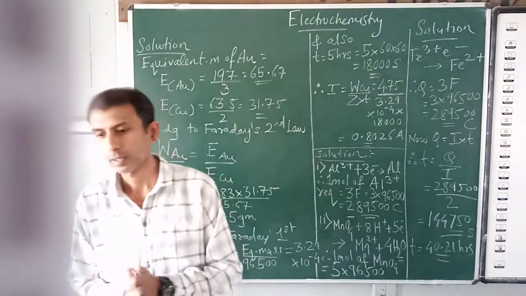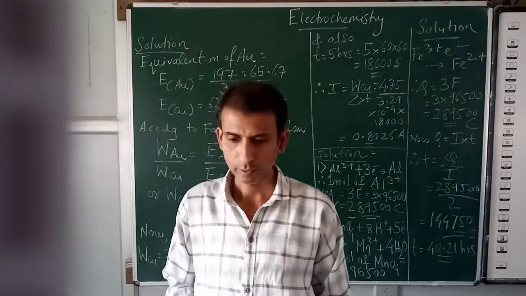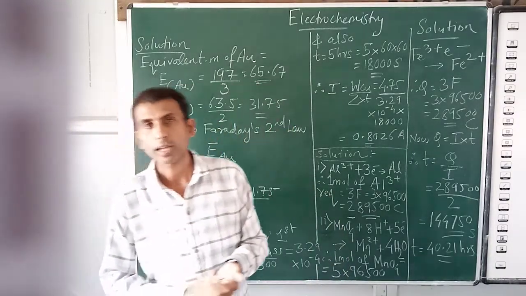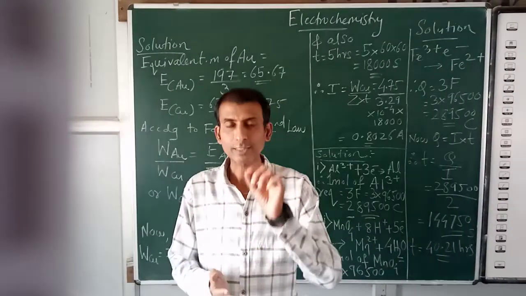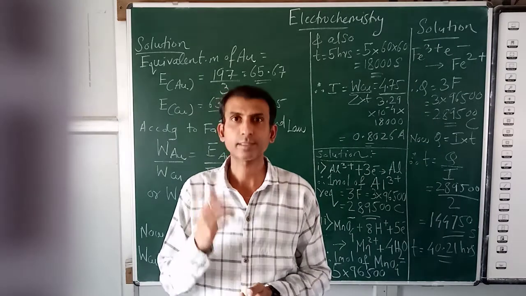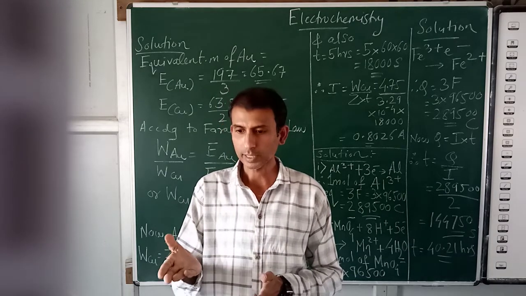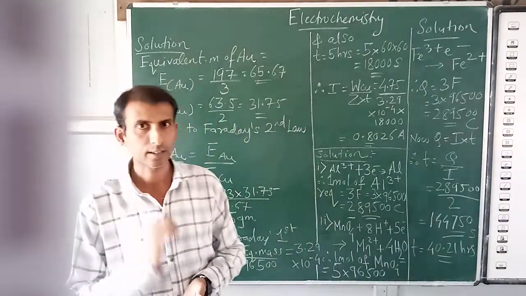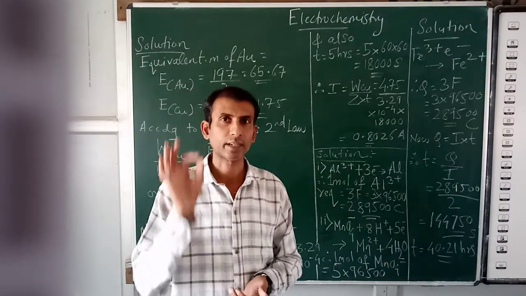Now here, how to identify whether a particular numerical is based on Faraday's first law or Faraday's second law of electrolysis? Very easy. If the numerical is based on only one electrolyte or substance given, then it is based on Faraday's first law. Here in this question it's very clear that they have given two substances. One is gold in first cell and second one is the copper sulfate. That means two electrolytes are there. That's why this is based on Faraday's second law of electrolysis.